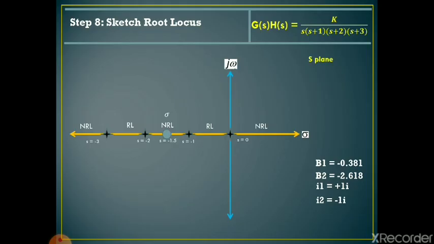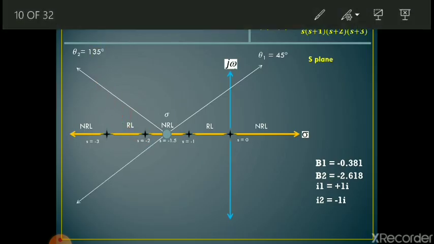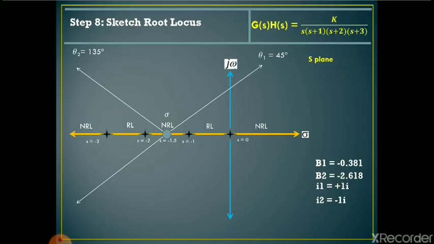Here we have 4 asymptotes, right? 45 degree, that is first asymptote. Theta 1 is equal to 45 degree, and our second asymptote is theta 2 is equal to 135 degree, and our third asymptote is theta 3 is equal to 225 degree, and our fourth asymptote is theta 4 is equal to 315 degree. And you can observe here all the 4 asymptotes meet at a common point on the real axis, which is called as centroid.